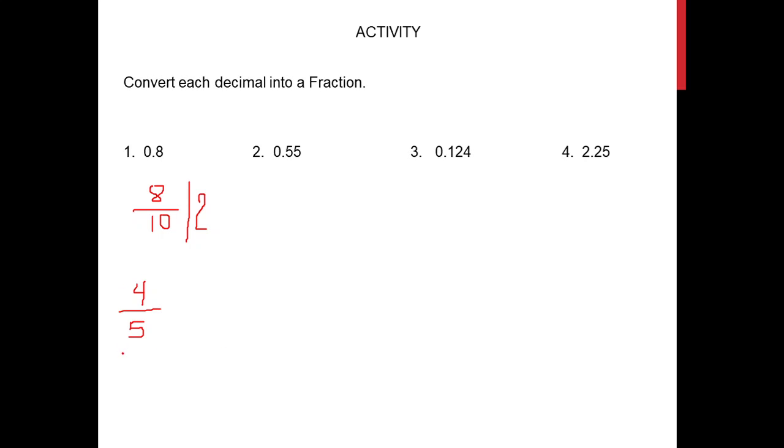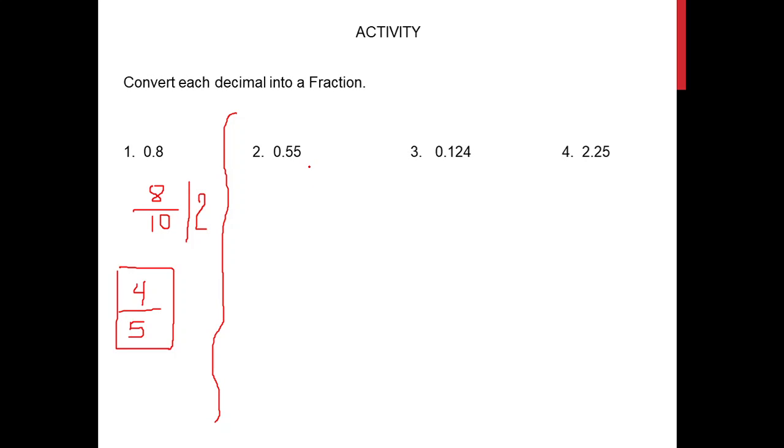Now, can we still simplify this one? Again, we cannot simplify this one because 5 is already a prime number, so we cannot divide this one, not unless our numerator can be divided by 5. But since our numerator here cannot be divided by 5, therefore, this will be our simplest form. Okay, now let's proceed to our second example here.